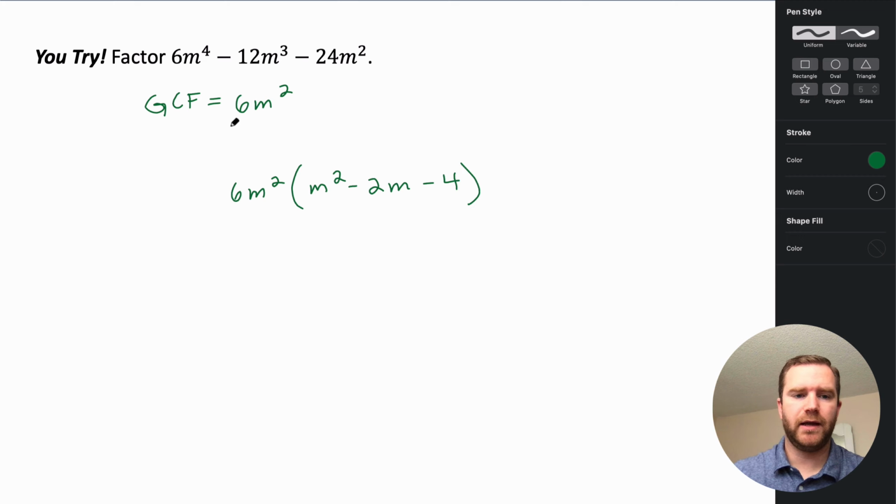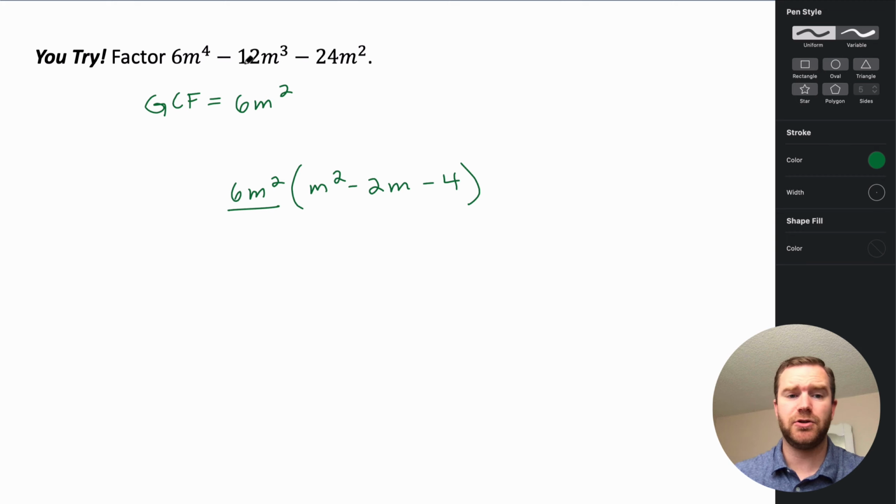All right, so in doing this problem, you probably found that the greatest common factor was 6m squared. All of these were divisible by 6, and the highest degree of m that we had in all of our terms was an m squared. So then we pull the 6m squared out and ask ourselves, what do I have to multiply this by to get this? So 6 times 1 is 6. M squared and m squared would give me m to the fourth, so it would just be an m squared.